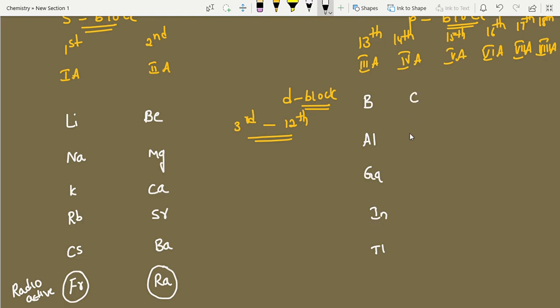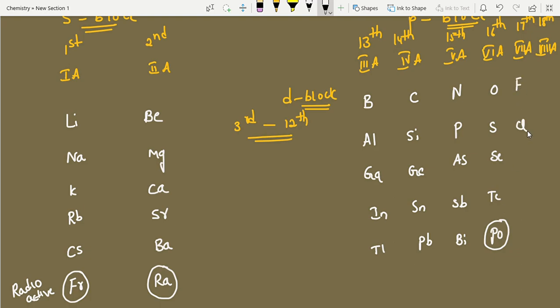This is carbon, silicon, germanium, tin, lead. Next, the 15th group: nitrogen, phosphorus, arsenic, antimony, bismuth. Oxygen, sulfur, selenium, tellurium, polonium. Again, polonium is a radioactive element. Next, fluorine, chlorine, bromine, iodine, astatine. Other elements, 117 and 118, are also there, but you need not study them. Z greater than 100 has nomenclature that we learn differently.